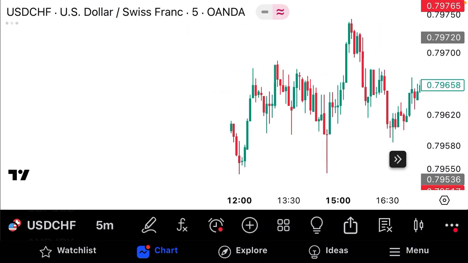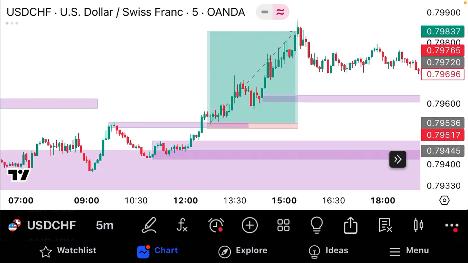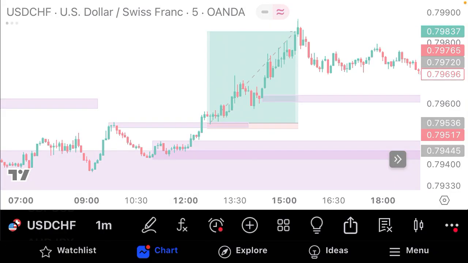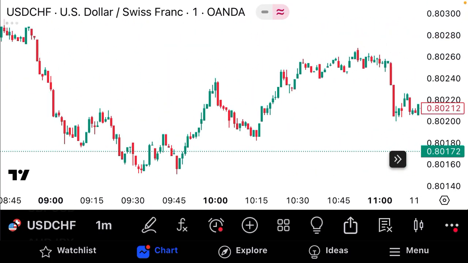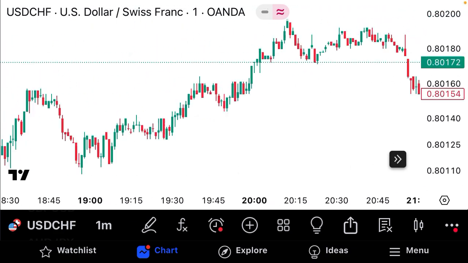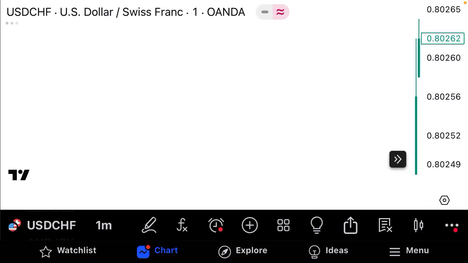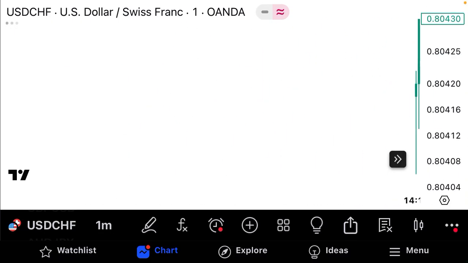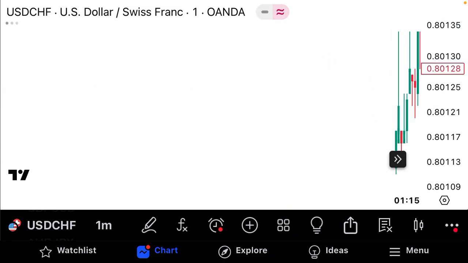Sorry for the delay. I don't want this to even take too much time. So here now, you see what price did here. If you go down to a lower time frame, you see that price. Okay, let's go down to 1 minute. Maybe we see it more clear. Sorry for the whole delay. I needed you guys to understand this thing very well.